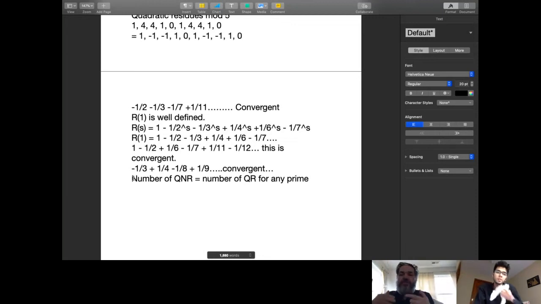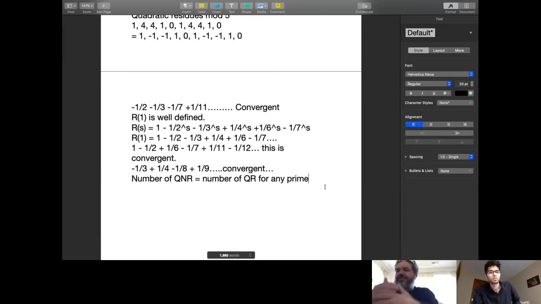So this will say, for instance, that this sum is convergent. That's the first line on this page, because that's about primes. But those primes that are congruent to 1 mod 5 and 4 mod 5 are added. Those that are 2 mod 5 and 3 mod 5 are subtracted. And yes, this is convergent.